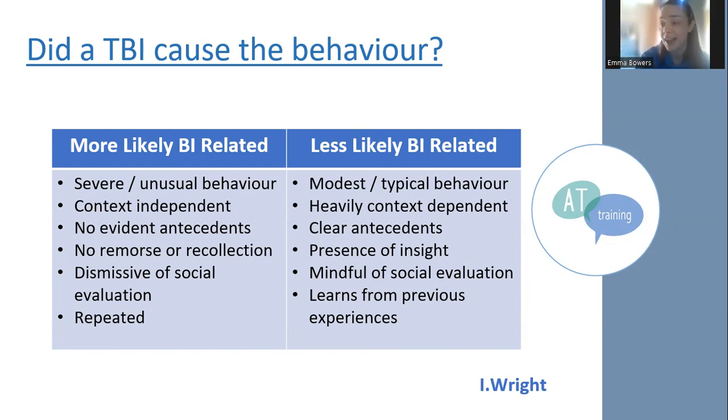They have insight. They are aware of what they have done. They are aware of the consequences, how it's impacted other people. They have insight into the fact that they acted out of character, and to absolutely not repeat that again because of that social evaluation and learning from previous experience. So those factors would indicate that perhaps this is more likely just due to neurotypical teenage behaviour.